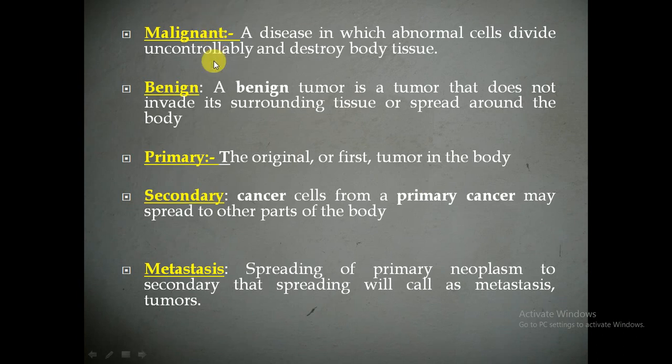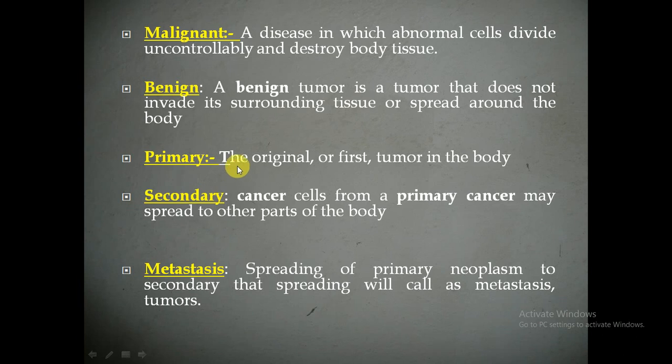So we will see the types of the neoplasm. Malignant, it's a disease where the abnormal cells will destroy the body tissue and they will spread uncontrollably. Benign tumor won't spread to other parts of the body or the surrounding tissue. Both are tumors. The malignant will spread like anything to the body tissue or surrounding parts, whereas the benign will not spread to other parts of the body.